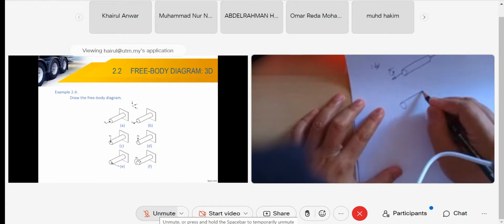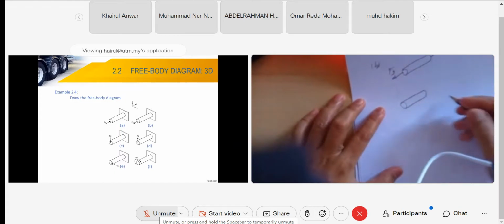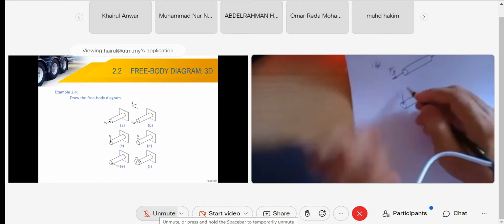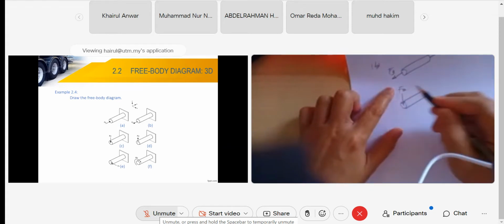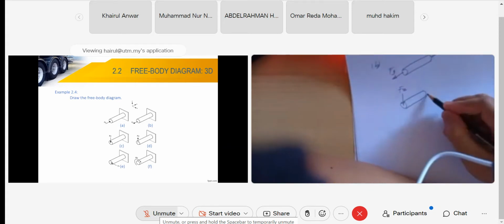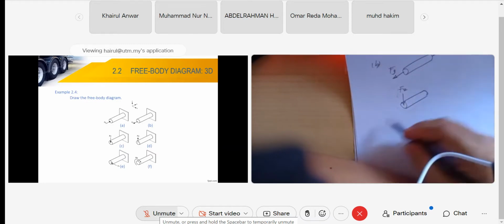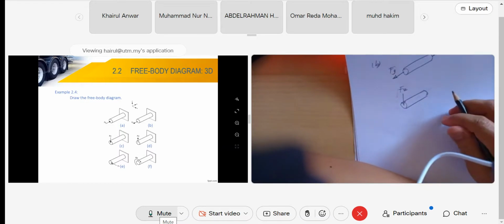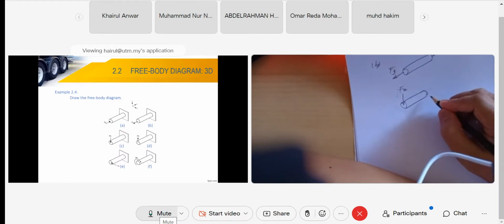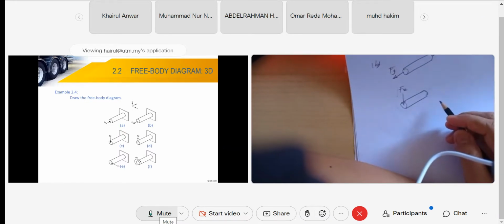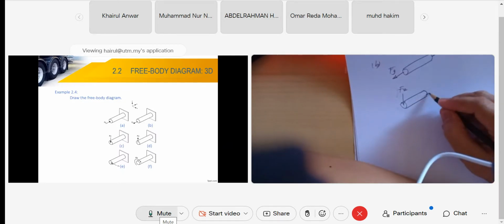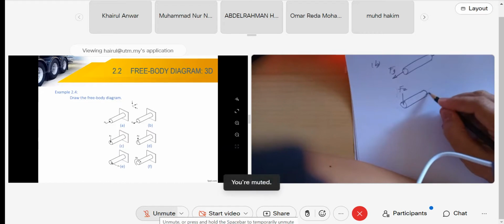Part C, okay, we remove the rod from the vertical plate. So we have Fz. Okay, Z is vertical. What reaction do we have at the other end? Remove the rod from that vertical plate. It's a fixed support, guys. What do we have? Do we have Fy? No. Do we have Fx? No. Yeah, Fz also upward, right?